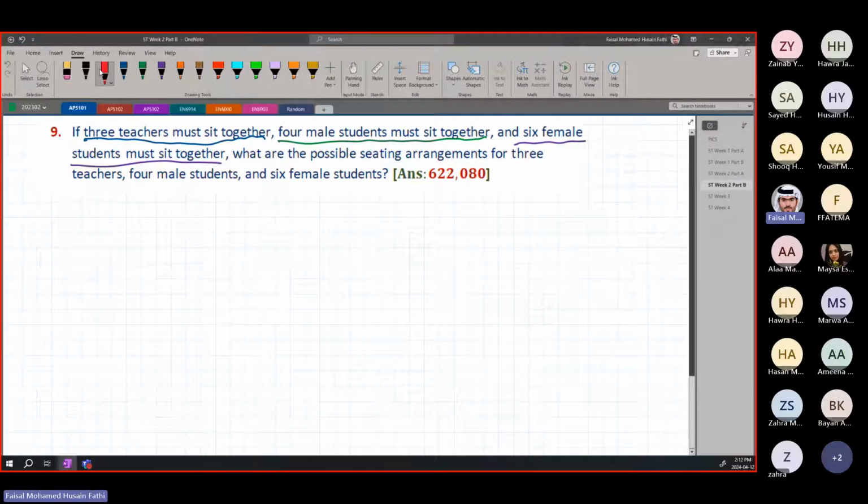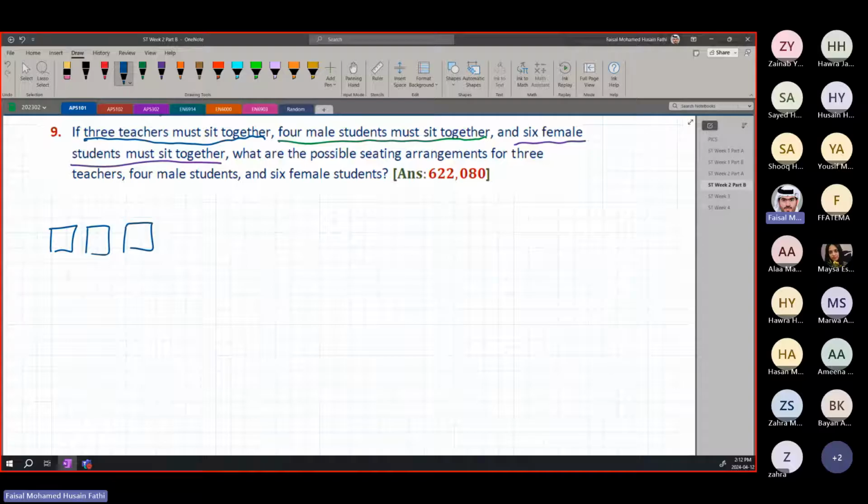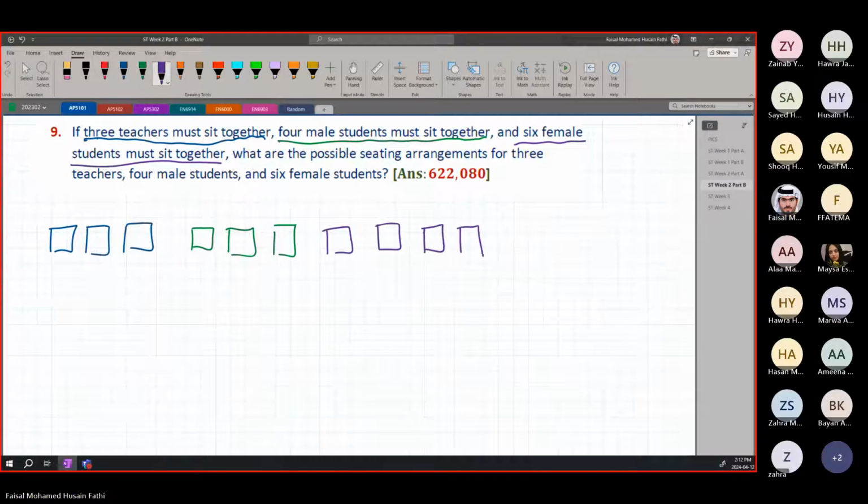Just to explain it, I'm going to put the boxes, but this is just for explanation, so you do not have to do it usually this way. We have 3 teachers that must sit together. Then we have 4 male students that must sit together, so we have 4 boxes for the men. And then we have 6 boxes for the women. So 1, 2, 3, 4, 5, 6.